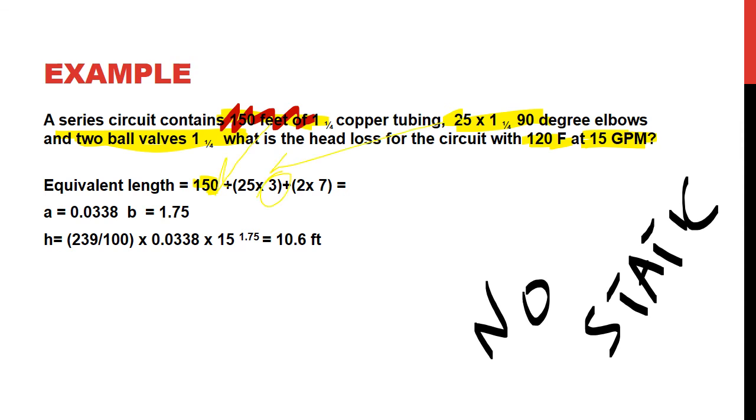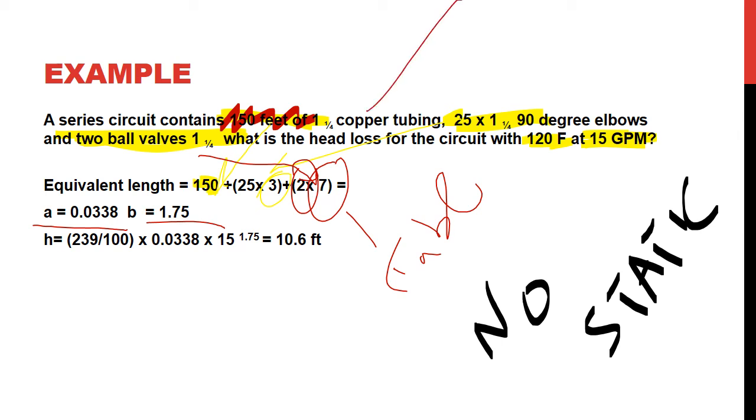Where did I get this number? From the table. This is the copper table, and I got this here, elbows and ball valves. These are the ball valves, 2 of them, and the 7 I got from the table on the previous slide. And I looked up the A and B. This is my A and this is my B for copper tubing. I divided the total length, which, if we did this math, is going to be 239 feet.